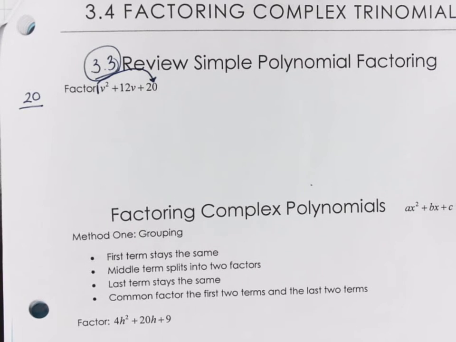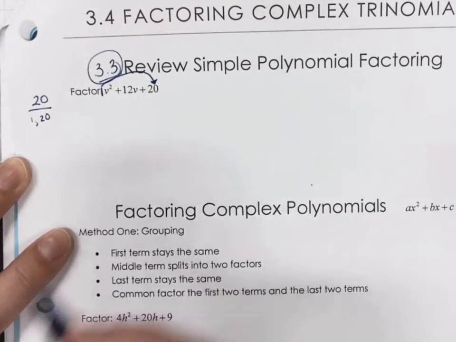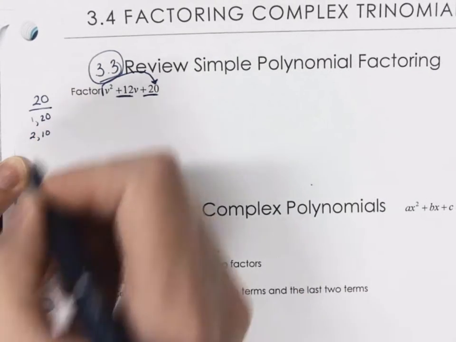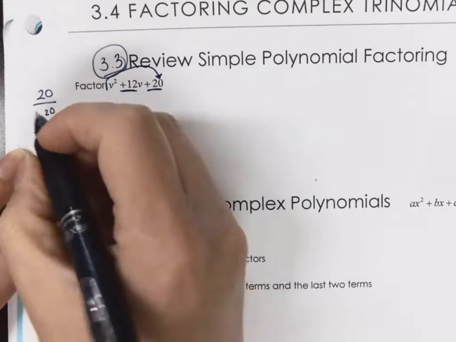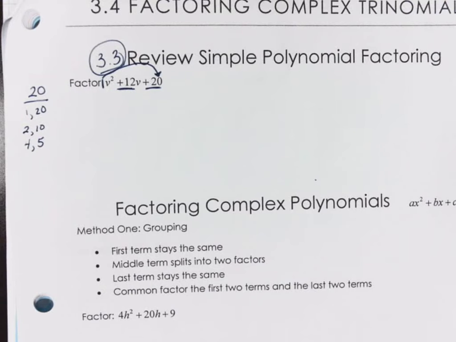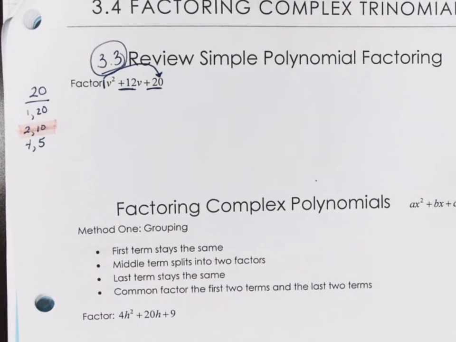So what are the factors of 20? I'll do the first one for you. I got 1 and 20. And it's a positive 20, and it's a positive 12. I got 2 and 10. 4 and 5. Any others? Any other factor pairs? No? Do you guys see the pair that we need? Yeah, you see the pair that we need? Hopefully you see it. 2 and 10. So even though there are multiple factor pairs, you want to find the set that adds up to 12.